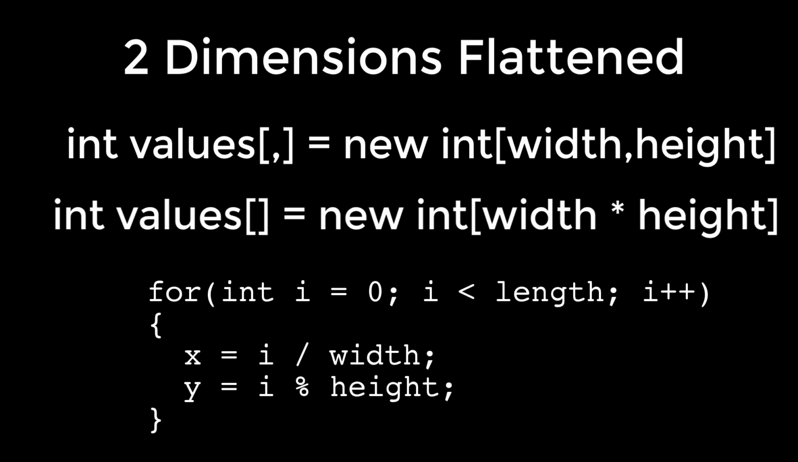When you flatten a two-dimensional array, so instead of declaring it as an int that has a width and a height in 2 dimensions, you reduce it to a one-dimensional array of size width times height. From the single dimension, you can work out what the x and y values are, or which row and column you're in, using i divided by width for the x and i mod height for the y.